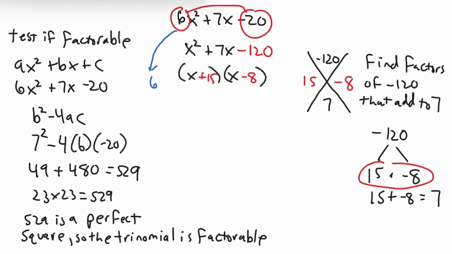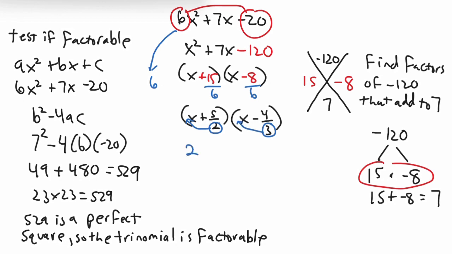All right, now that 6 that we set aside, we're going to divide each of these by 6. And then you want to simplify those fractions. You can divide the top and the bottom by 3, so that becomes 5 halves. On this fraction, you can divide the top and bottom by 2, so that becomes 4 thirds. Now, after you've reduced the fractions as far as you can, you move the 2 in front of the x and the 3 in front of the x. So we're going to have 2x plus 5 and 3x minus 4.